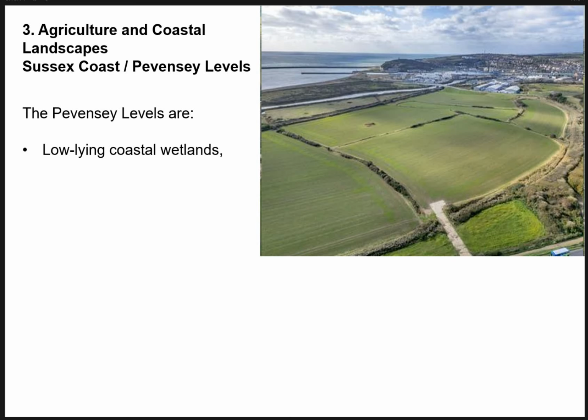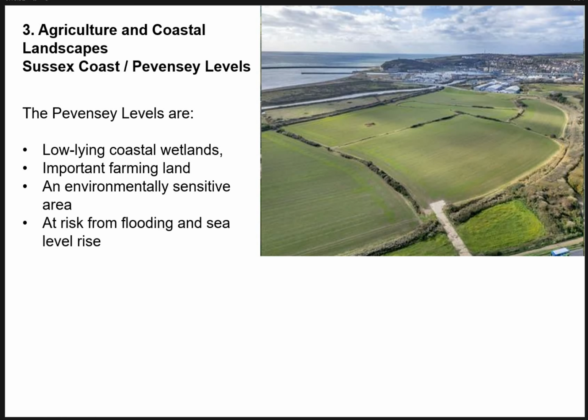So these are low-lying coastal wetlands. If you look at the background of this picture here in the top right, you'll see the coastline there. This is low-lying coastal wetland, really important for farming land. It is an environmentally sensitive area, as all our coastal wetlands in the UK certainly are, and it is at risk from flooding, even more so through sea level rise.